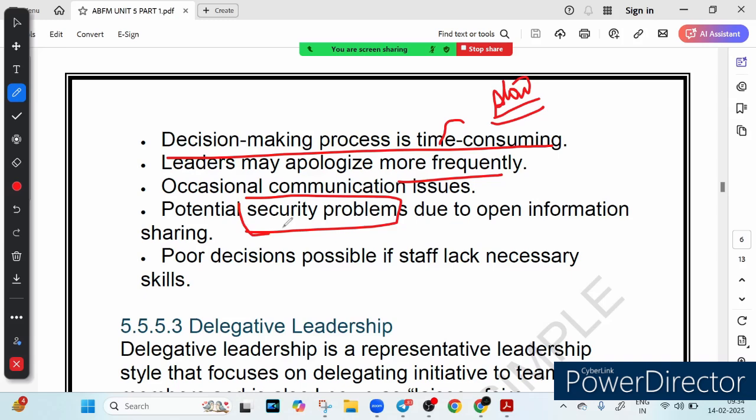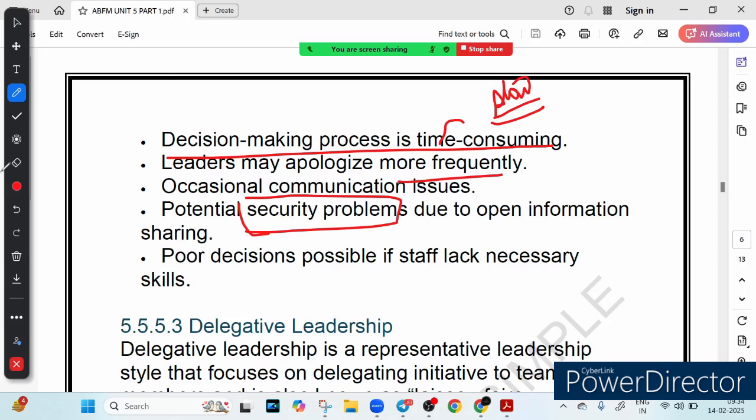So participative leadership is great for innovation, but it can be inefficient if too many opinions slow things down. Because in the case of authoritarian, the decision was quite fast, but in this case you are taking the opinion of all the people. That is why it's slow decision making. And sometimes the risk of poor choices can arise. If employees lack knowledge, bad decisions can happen. Security risk is also there.